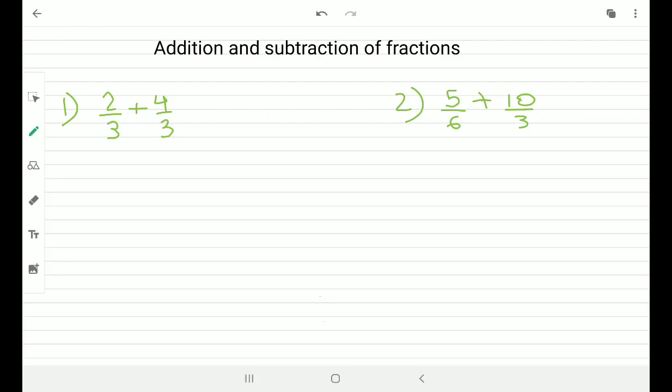Hi everyone, today we are learning to add and subtract fractions. I have taken here a few examples to explain this.